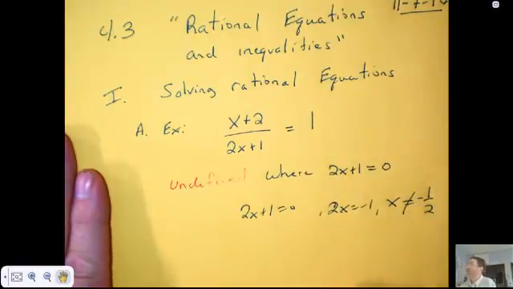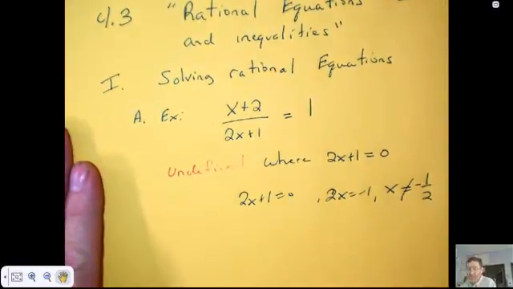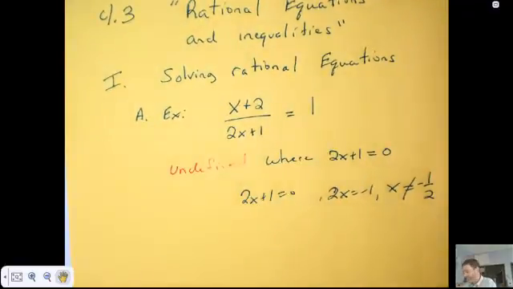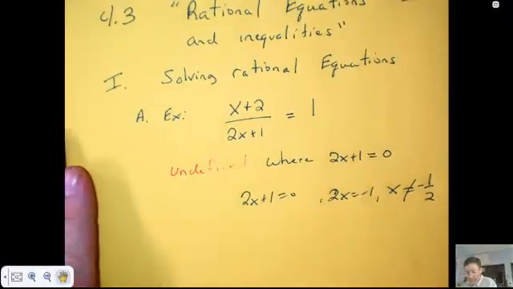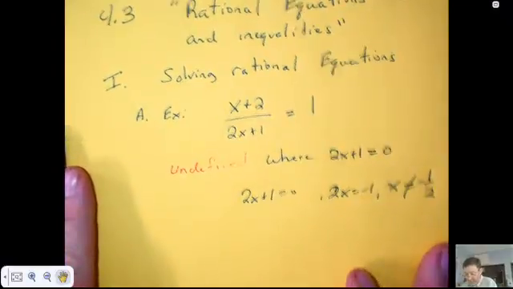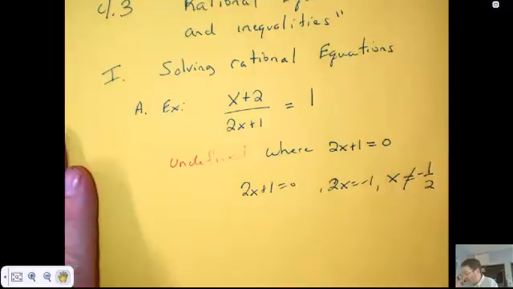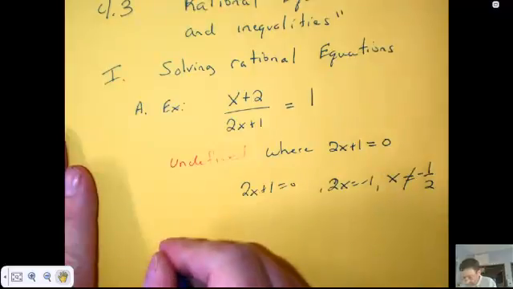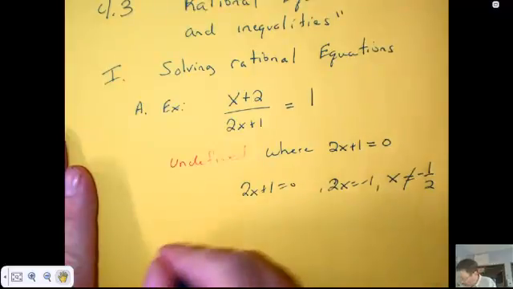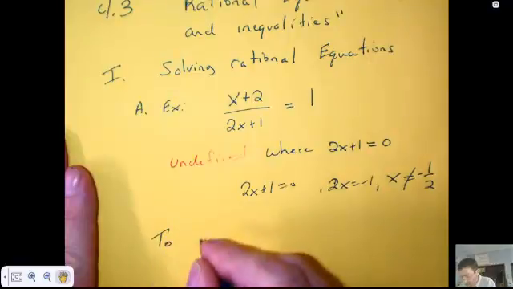Now, the thing to remember in solving rational equations is we want to eliminate the denominator. And you're going to do that by multiplying by some common denominator. So that's kind of the strategy for solving any of these, is to multiply by a common denominator.